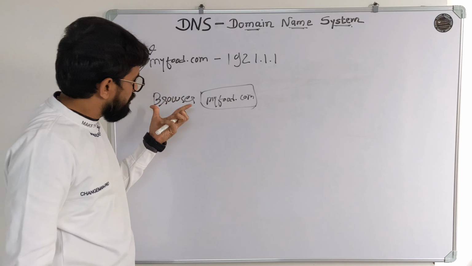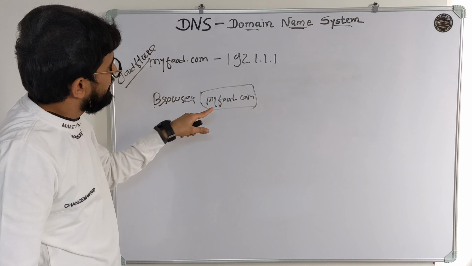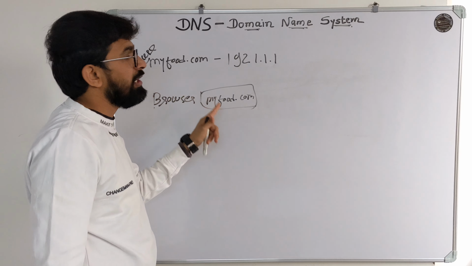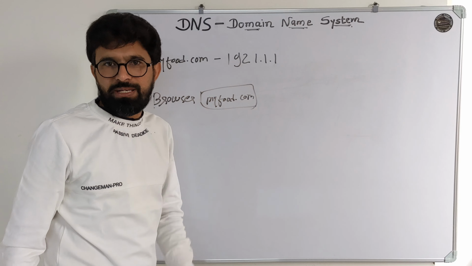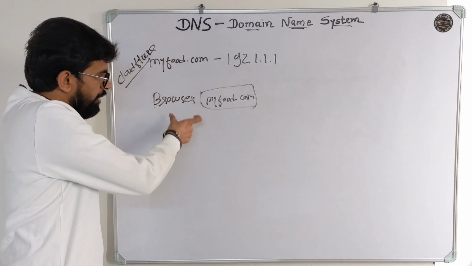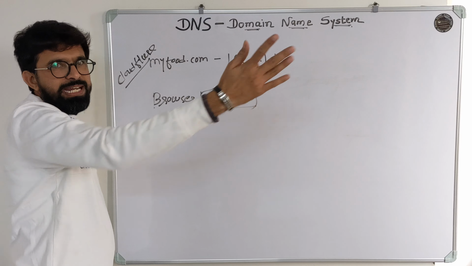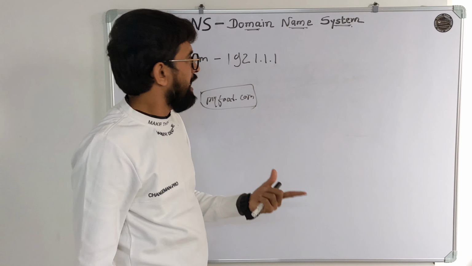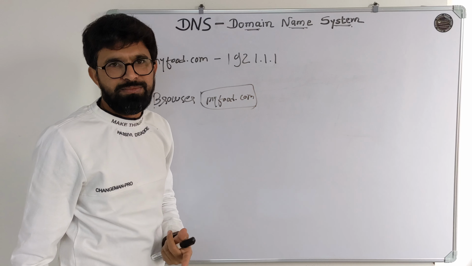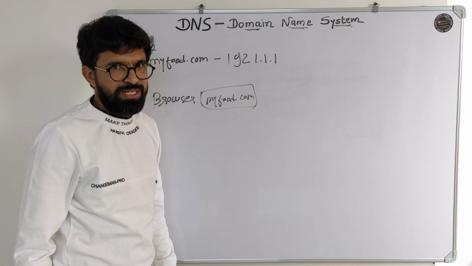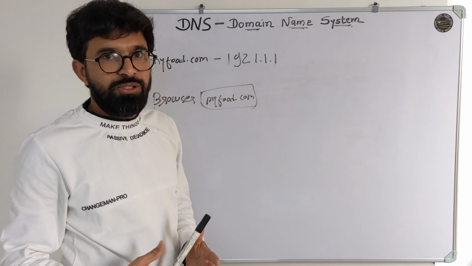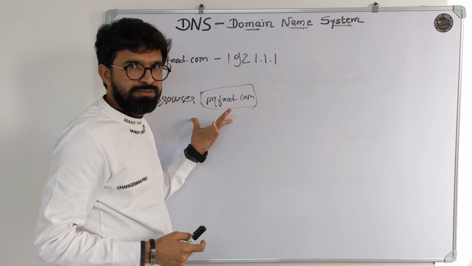But how will the browser know that this myfood.com is registered with Cloudflare, not with GoDaddy or OpenDNS or any other DNS? It cannot do that, because there are 100 DNS providers. It can't ask everyone, "Do you have the details of myfood.com? Do you have the details?" That doesn't work. So to do this, the browser wants someone who can do this task.